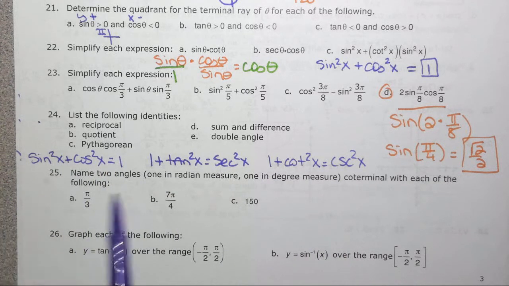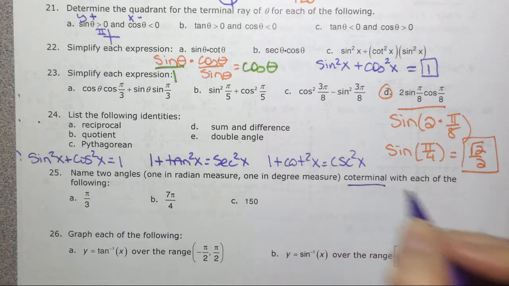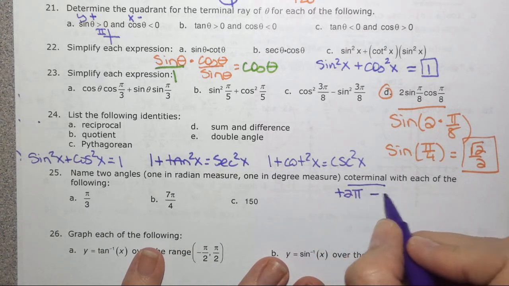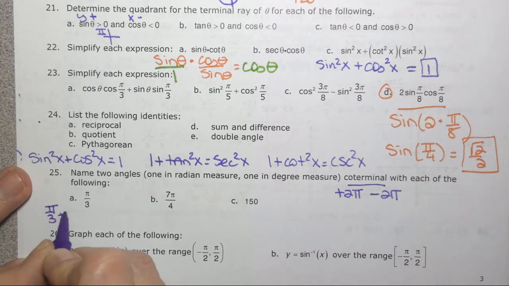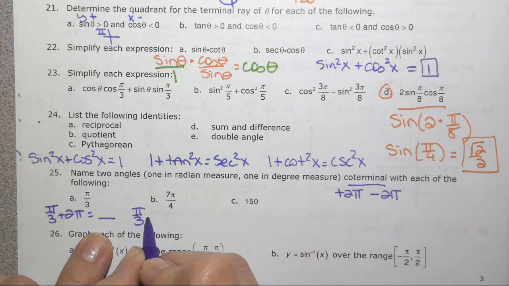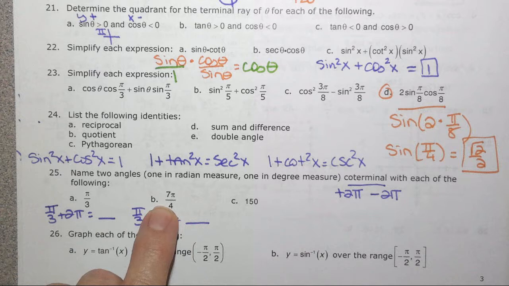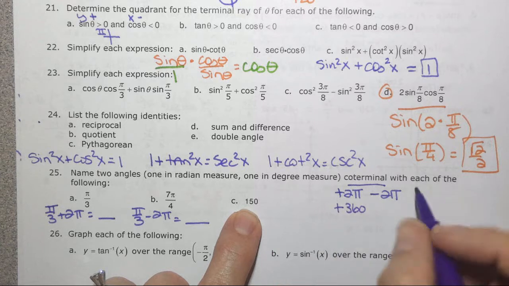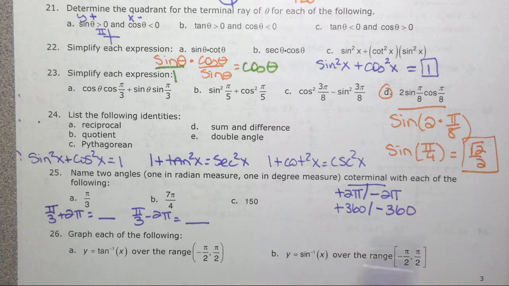On number 25, it says name 2 angles coterminal with each of the following. If they want you to do coterminal and it's in radians, you're going to add 2 pi and you're going to do it again, but you're going to subtract 2 pi. So on A, you take pi over 3 plus 2 pi and get an answer. And then you're going to take pi over 3 minus 2 pi and get an answer. And you're going to do the same thing for B. When you get to C, because it's in degrees, instead of doing 2 pi, you're going to add 360 and then you're going to do it again, but you're going to subtract 360.